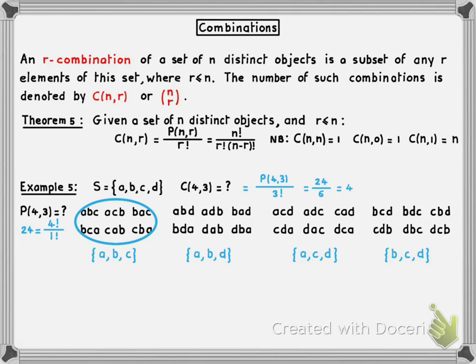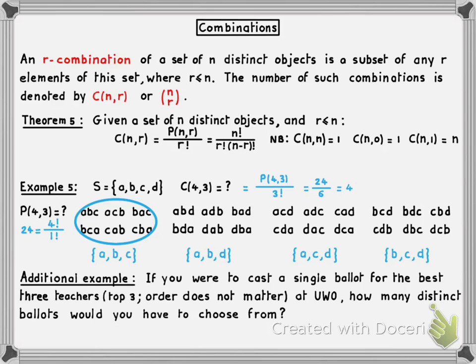Let's look at one more example, which is a modification of the previous example with the UWO teachers. So let's say you were to cast a ballot for the best 3 teachers at UWO. Now here we're not looking at ranking the 3 teachers or ordering them according to some property. We just want you to vote for the top 3 teachers in any order. How many distinct ballots would you have to choose from in this case?